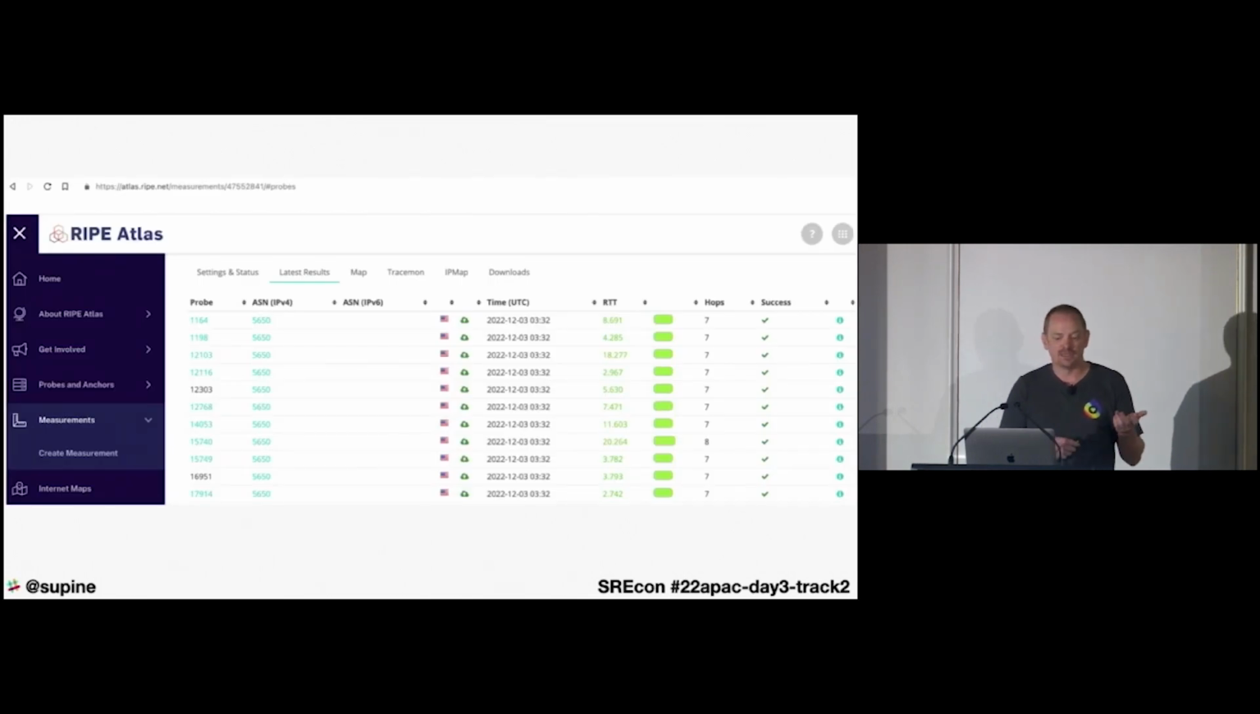So RIPE is the Internet Resources Organization for Europe, the Middle East, and parts of Central Asia. Their Atlas project has been distributing hardware probes for free to a wide variety of internet industry people, and they tend to be connected to home networks and provide measurement vantage points inside a large majority of ISPs. You can create ad hoc measurements or schedule regular ones. There is a variety of measurement types, including traceroutes, DNS lookups, and HTTP tests. I think this one was some traceroutes from an American ISP to our infrastructure.